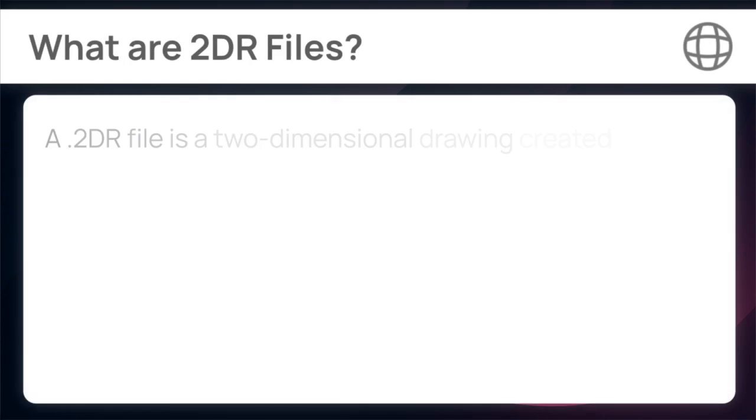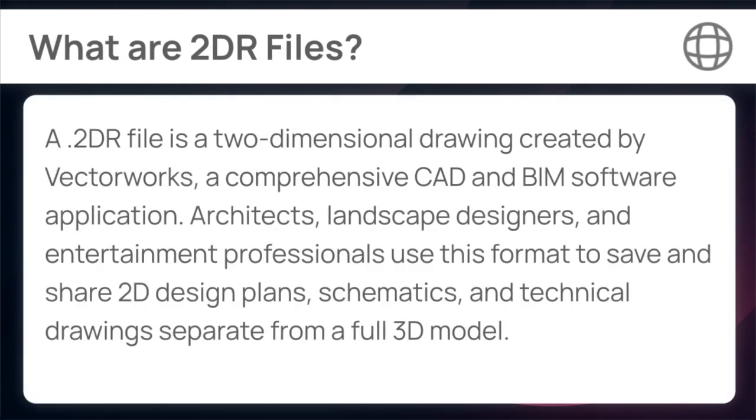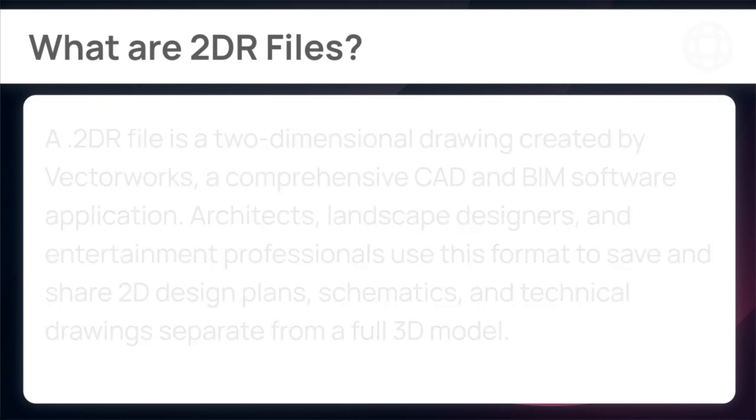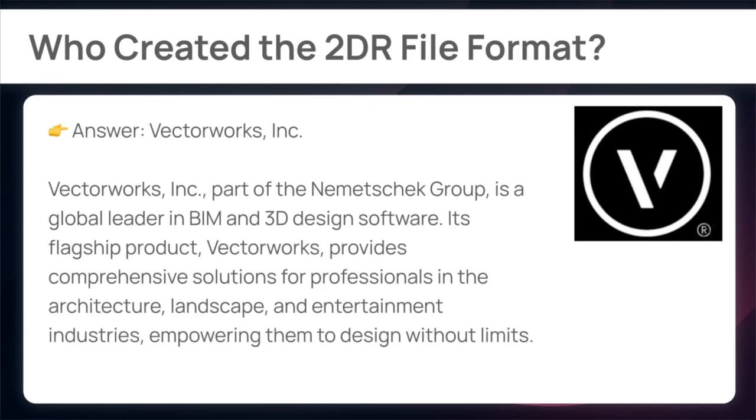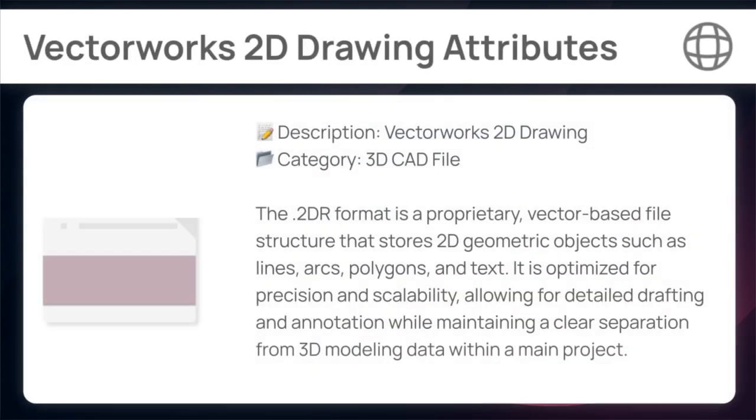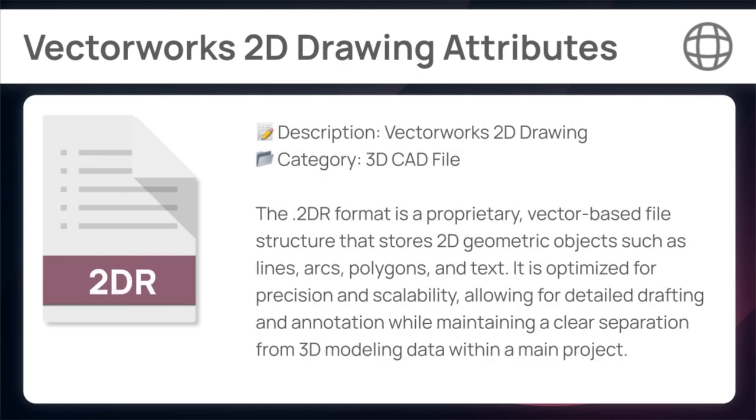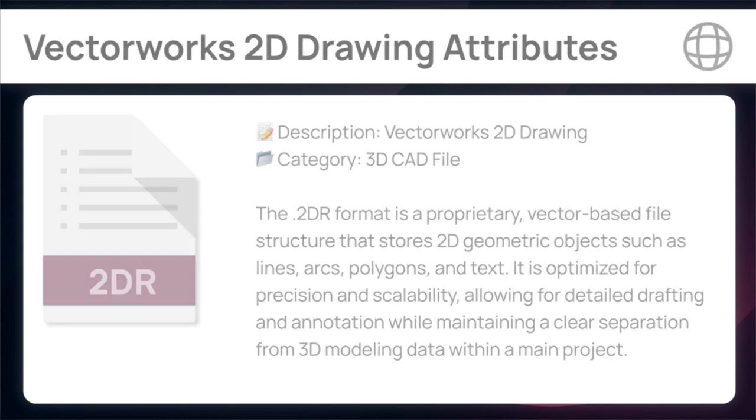A 2DR file is a two-dimensional drawing created by Vectorworks, a comprehensive CAD and BIM software application. Architects, landscape designers, and entertainment professionals use this format to save and share 2D design plans, schematics, and technical drawings separate from a full 3D model. The 2DR format is a proprietary vector-based file structure that stores 2D geometric objects such as lines, arcs, polygons, and text. It is optimized for precision and scalability, allowing for detailed drafting and annotation, while maintaining a clear separation from 3D modeling data within a main project.